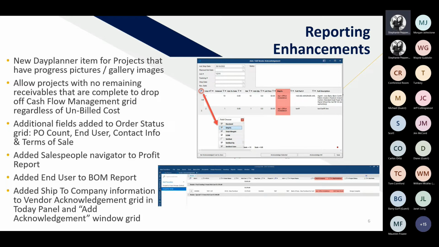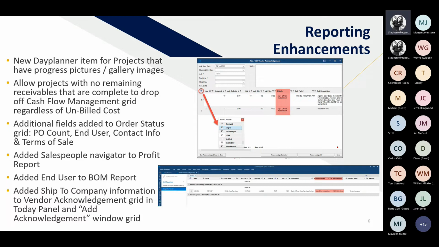Again, that's under the today panel, order status. We added, and also it is under your project information module. So if you want to look at it on a per project basis, the order status of a project, if you're unfamiliar, definitely check out that order status tab in the project info module. Otherwise, it's also a full report for all of your open orders underneath the today panel.